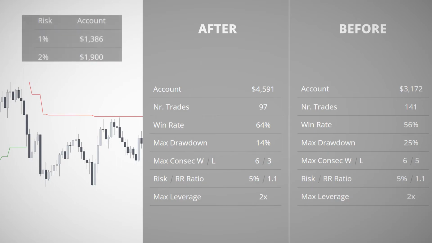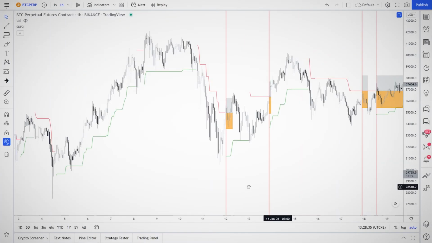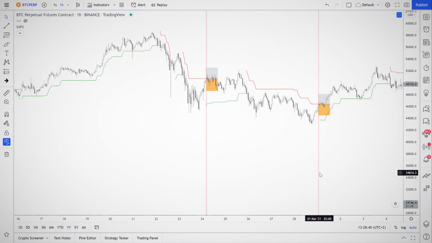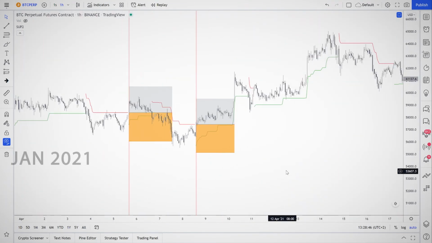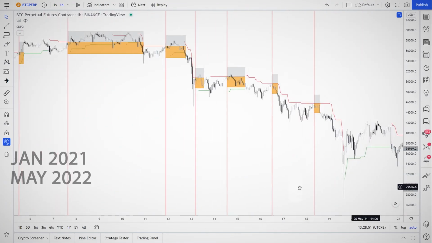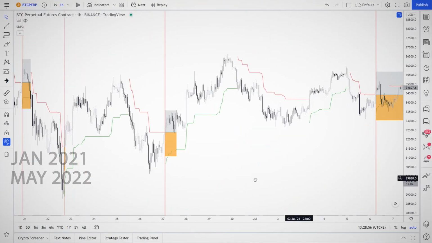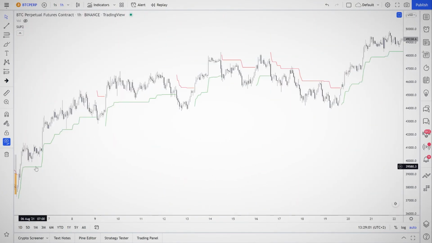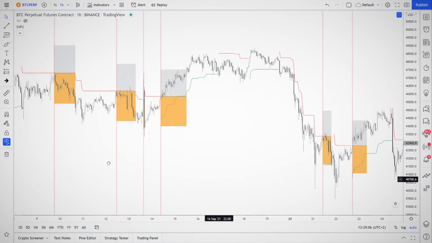If you would like to see how much this strategy makes if we increase or decrease the risk, look at the table at the end of the video. Seriously, that table is very important, don't miss it. What you see now on the screen are all the 97 trades that this strategy made from January 2021 to May 2022.